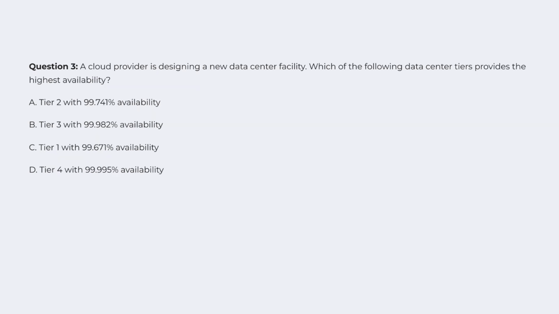Question 3. A cloud provider is designing a new data center facility. Which of the following data center tiers provides the highest availability? A. Tier 2 with 99.741% availability. B. Tier 3 with 99.982% availability. C. Tier 1 with 99.671% availability. D. Tier 4 with 99.995% availability.